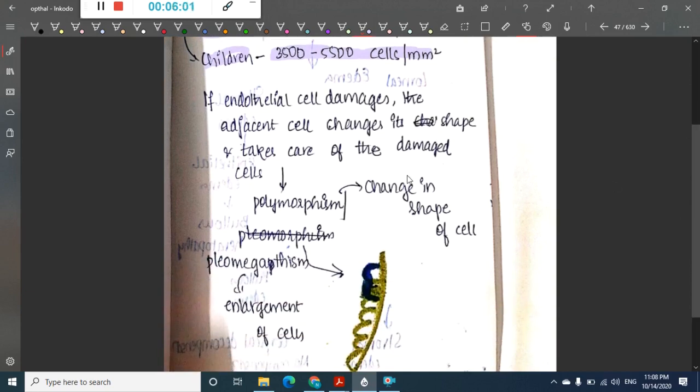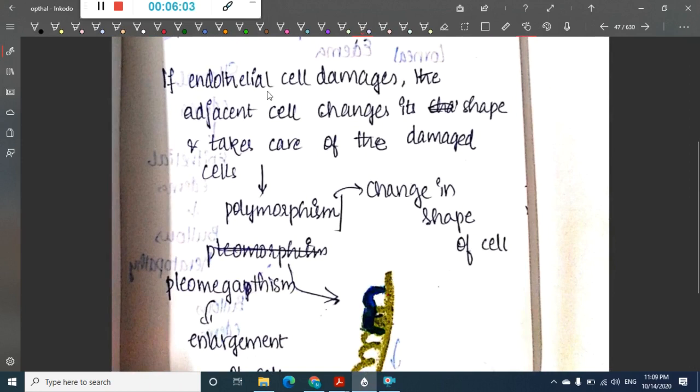Then if endothelial damage occurs, the adjacent cell changes its shape and thus takes care of the damaged cells. That is called polymorphism. What is polymorphism? If an endothelial cell is damaged, the cell surrounding it will change its shape in such a way that it can accommodate the loss of the endothelial cell. Okay, so that is called polymorphism.